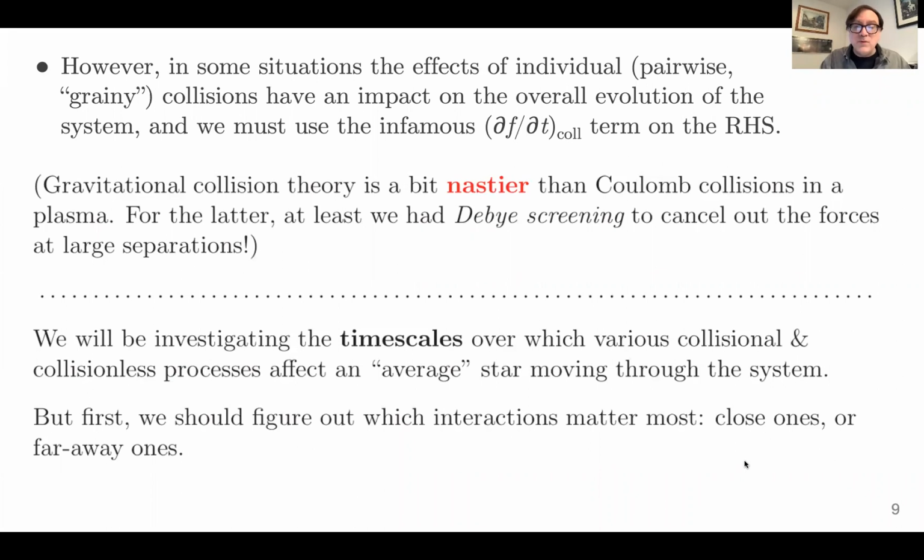So what we're going to do specifically in the next video is to start to look at these collision timescales. How frequently do collisions happen? And again, we're going to have to worry about truncating these Coulomb integrals at some point. You can't truncate them at the Debye length, so you have to keep on going all the way out to the size of the system.